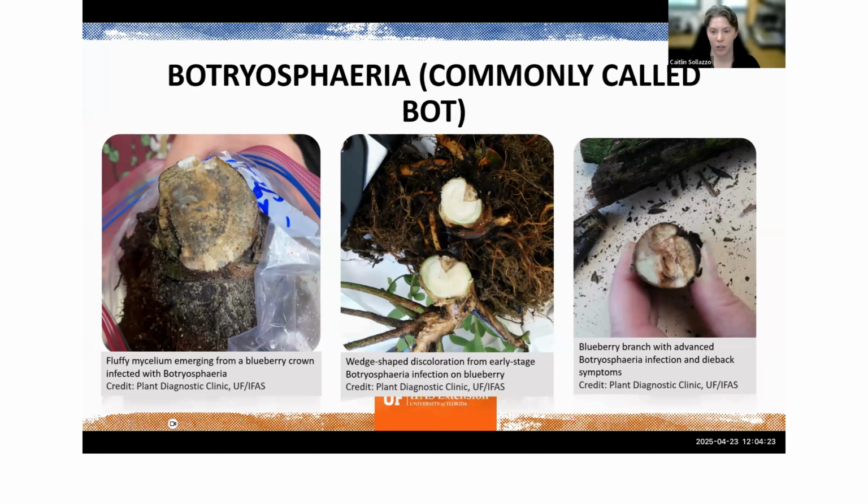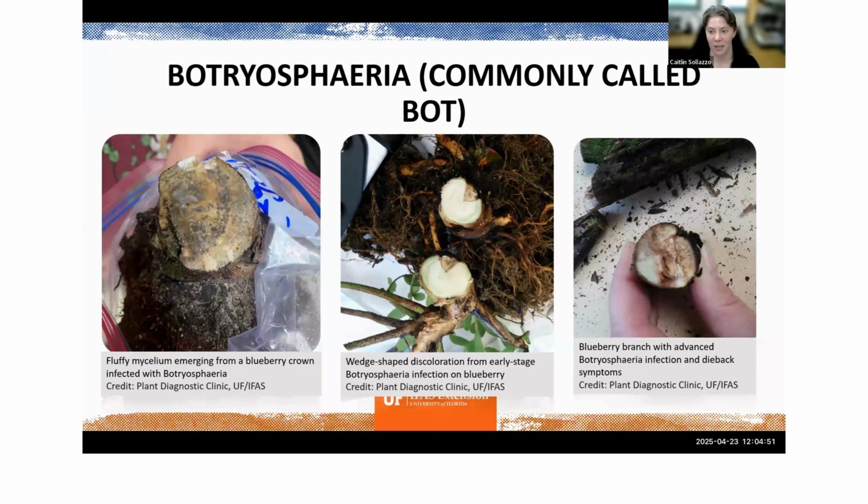Now something I would mention for this: in the case of this, the plant's a goner. This is blueberry, I think. It's a goner. The bot has gone into the crown. And same thing with this. It's an early infection, but this is also the main stem, the main crown. This is also a blueberry. It's very common on blueberries.